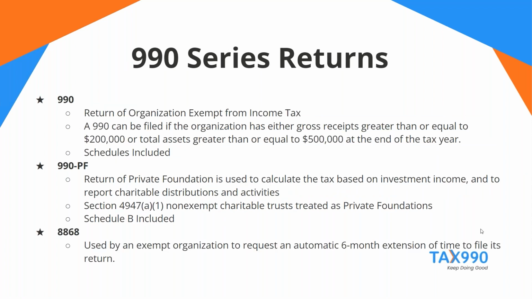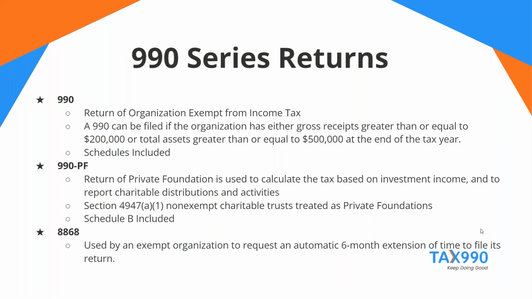The 990 is the long form return for an organization exempt from income tax. The 990 can be filed if the organization has either gross receipts greater than or equal to $200,000 or total assets greater than or equal to $500,000 at the end of the tax year. The 990 form will ask for more detailed information specific to categories such as mission, accomplishments, revenue and expenses, governance, compensation of officers, and activities. The 990 form supports several more schedules than the 990EZ. Like with the 990EZ, the IRS required schedules will be based on the information you provide on the return itself.